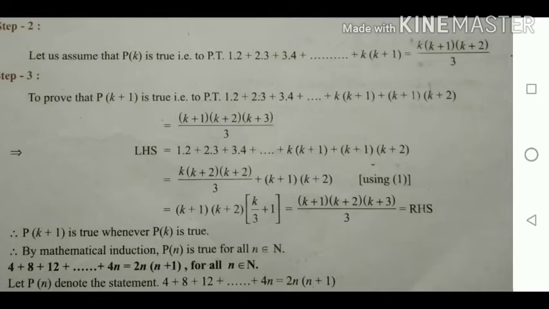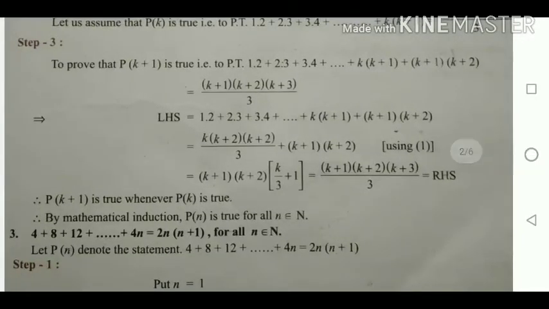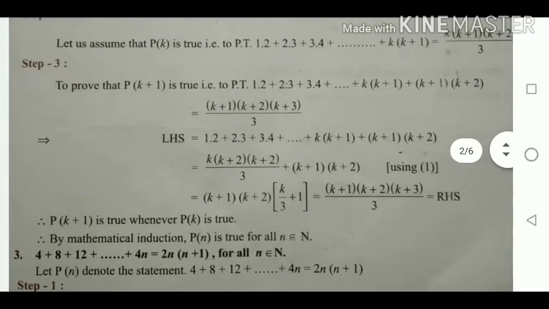That is, in the first step it is (k+1)(k+2) times (k/3 + 1). Therefore k/3 + 1 becomes (k+3)/3. So we get (k+1)(k+2)(k+3)/3, which is the RHS. Therefore, P(k+1) is true whenever P(k) is true. By mathematical induction, P(n) is true for all n belonging to the natural numbers.